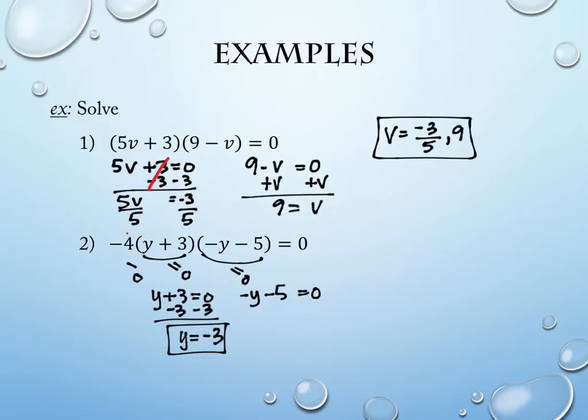Add which one? Y. Haven likes to keep his variables positive. I actually do that usually as well. So if we add the y to the other side, I have y is equal to negative 5.